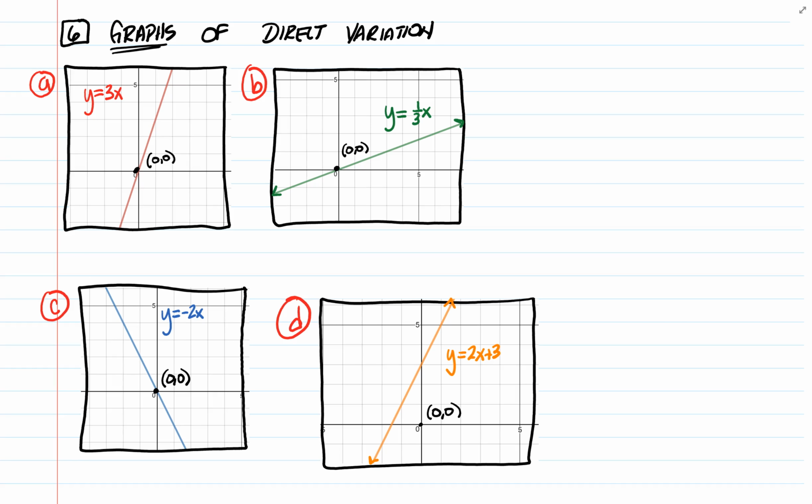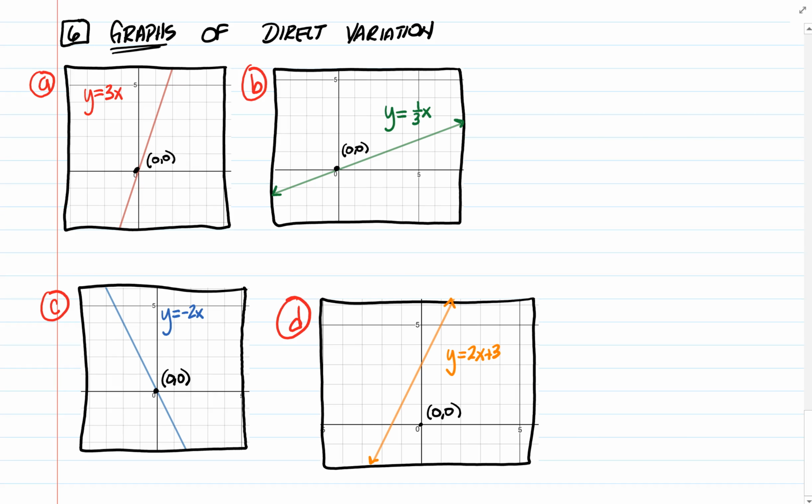Okay, box number 6, final box for the lesson. I have 4 graphs here for you. I just want you to look at these 4 graphs and write down anything that you notice or anything that you see. Some of them are direct variation and some of them are not. So I want you to see if you can figure out anything for yourself before I give you the answers here.